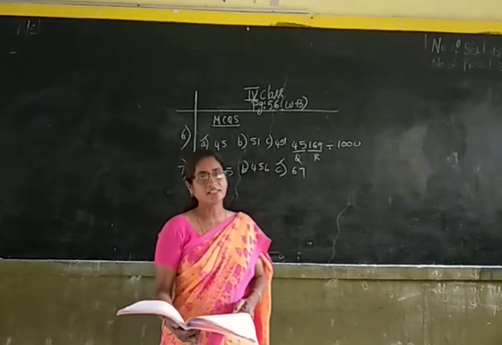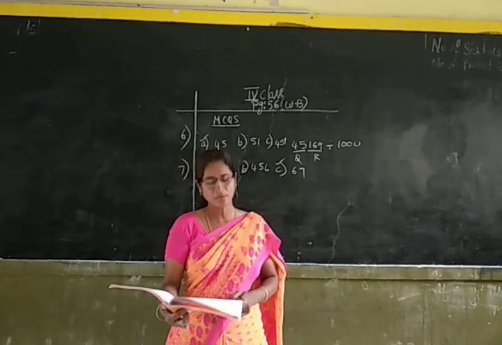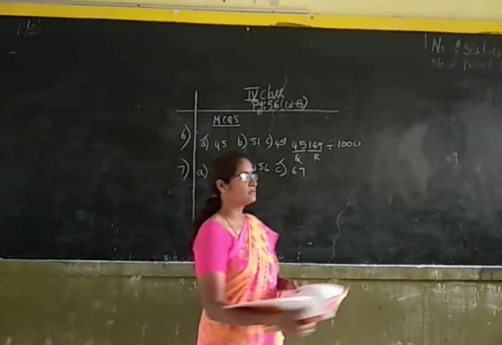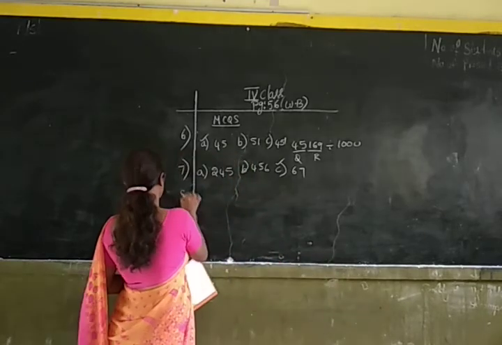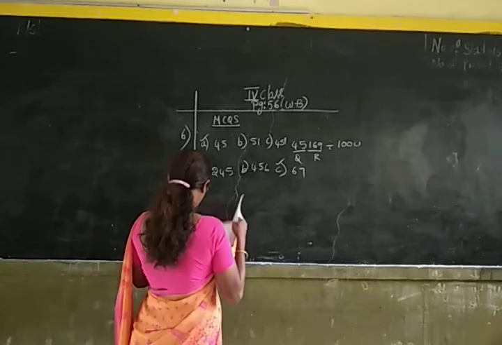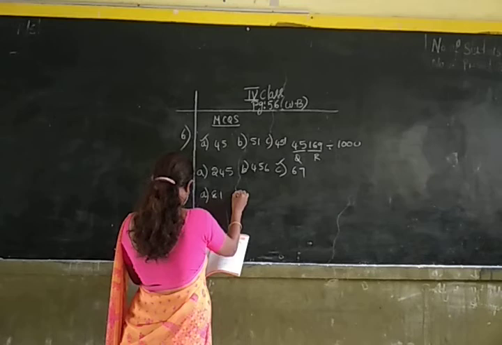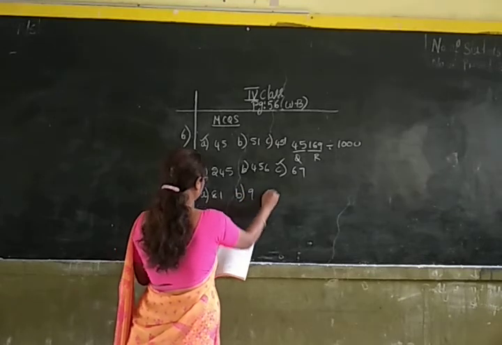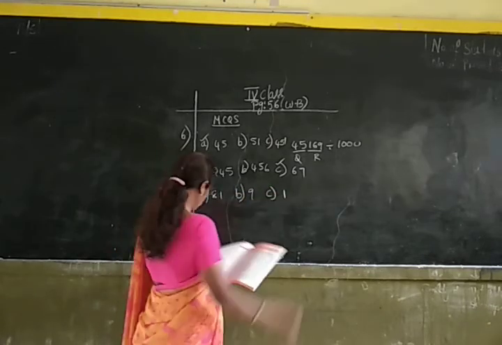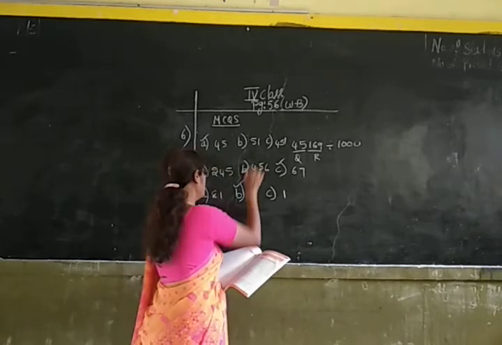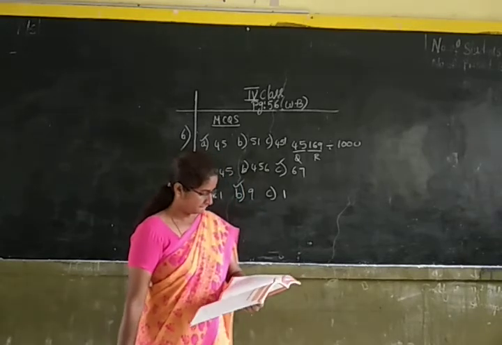Now I am reading the eighth question. 9 into 9 is equal to 81. 81 divided by dash is equal to 9. So 81 divided by 9 is equal to 9. So all of you tick the option B. So when you divide 81 by 9, you will get the answer as 9. So all of you tick the option B.